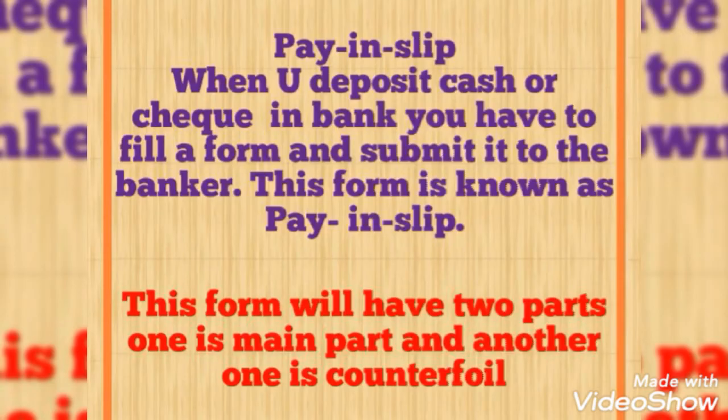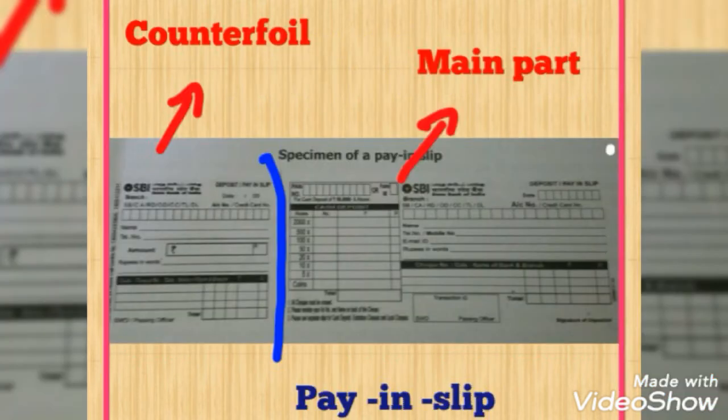The next source document is pay-in slip. When you want to deposit cash or check in bank, you have to fill up a form and submit it to the banker along with cash or check. This form is called pay-in slip or deposit slip. Pay-in slip will have two parts. One is main part and another one is counterfoil. You can notice here main part and counterfoil in pay-in slip.